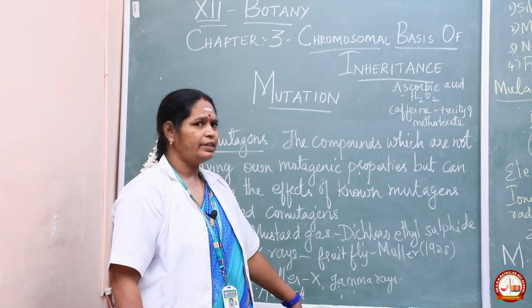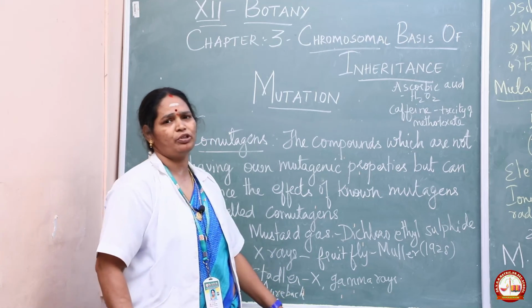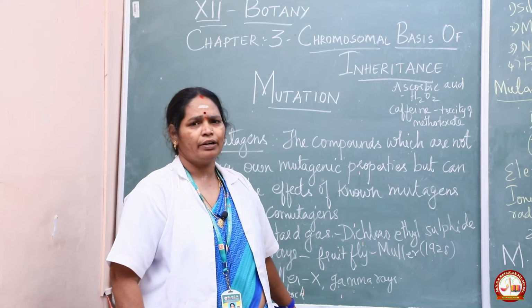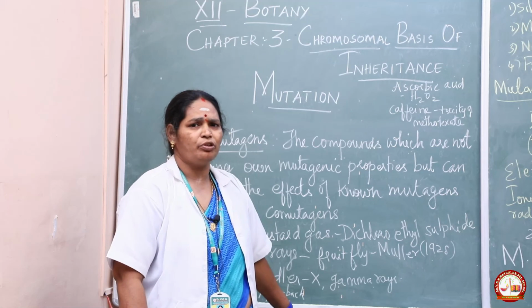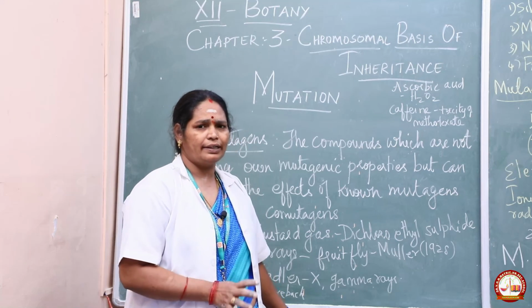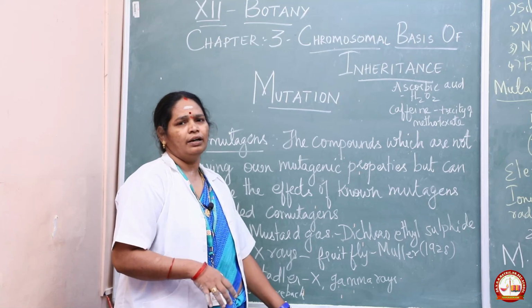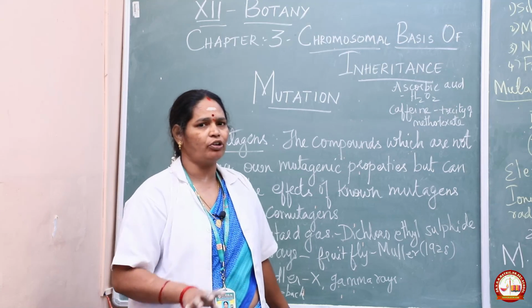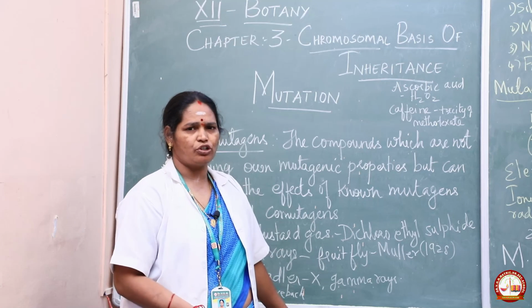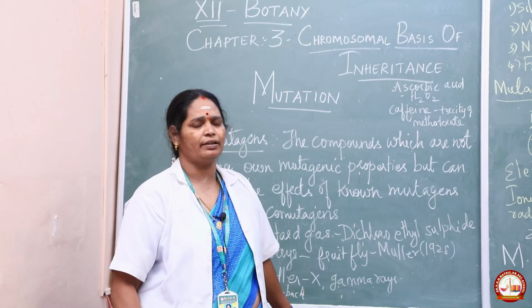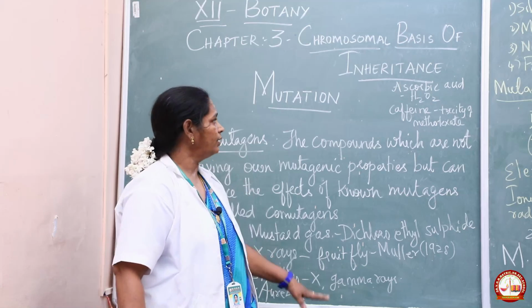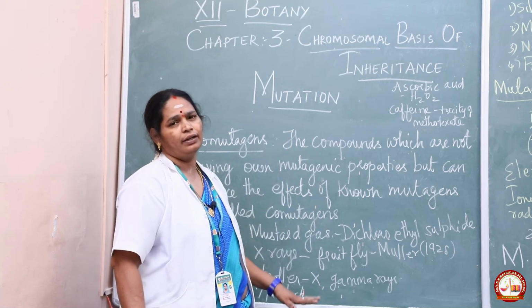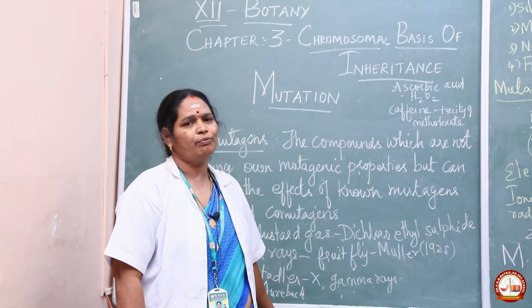And of course, these are the various types of mutation we see in this chapter. Children, we have discussed mutation. What is a mutation? A sudden change in the genetic setup of an organism is referred to as mutation. It was described by Hugo de Vries in the year 1901. And these are the various points regarding mutation.